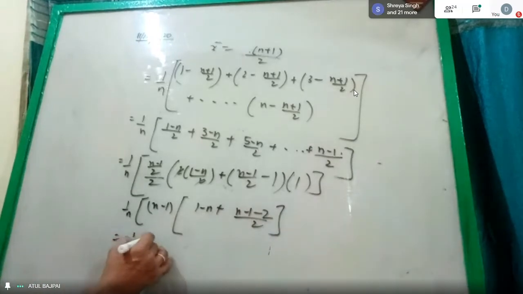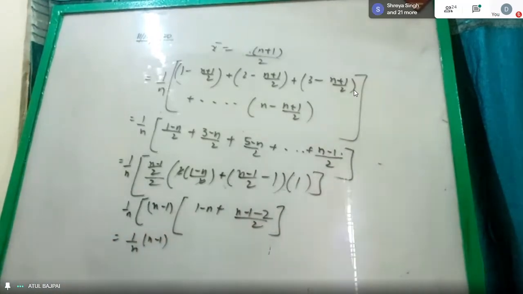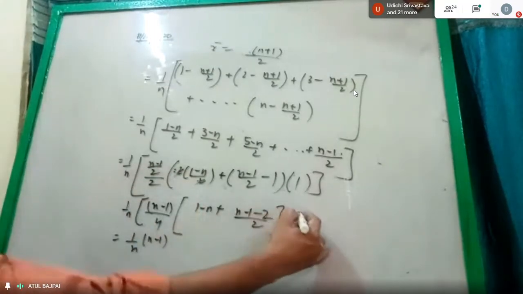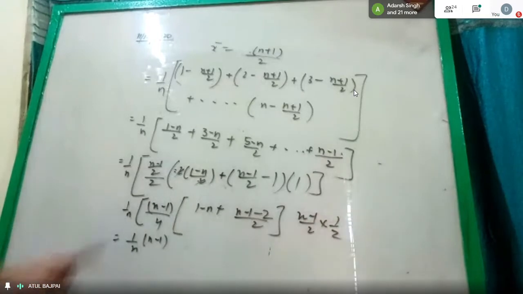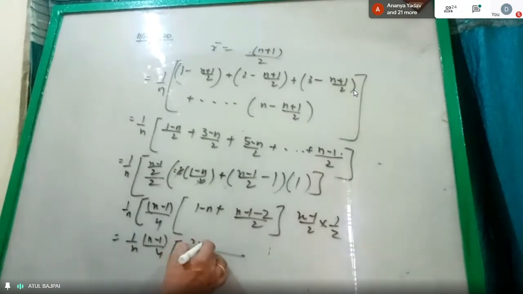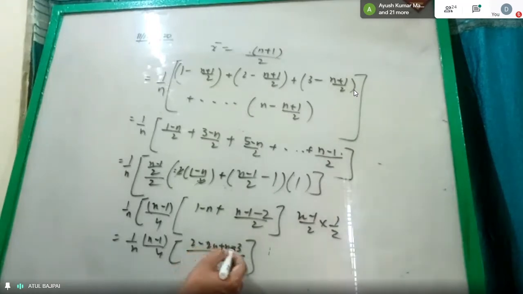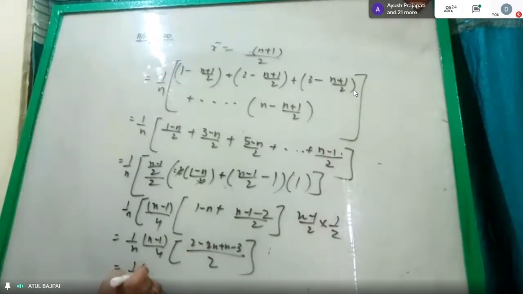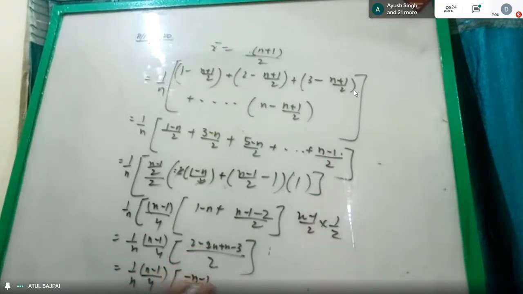So 1 upon n and minus 1. Sir, how did the first 2 get cancelled, the n minus 1 by 2 and the 2 below? Yes, sir. It becomes n by 4. This will cancel. n minus 1 upon 2 into 1 by 2 becomes n minus 1 upon 4. If we simplify here 2 minus 2n plus n minus 3, we get minus n minus 1 upon 2. So 1 by n into n minus 1 upon 4 becomes minus n minus 1 upon 2.